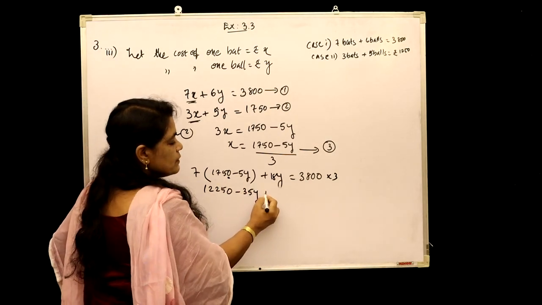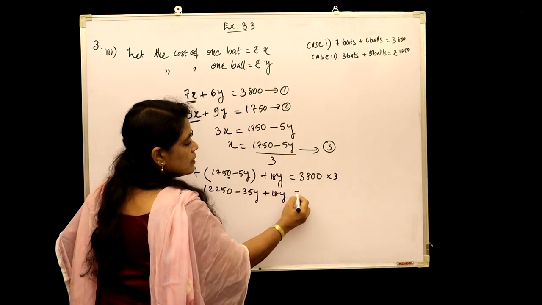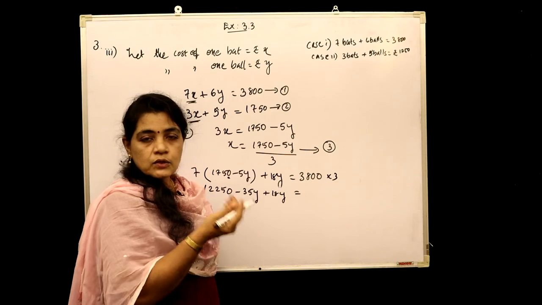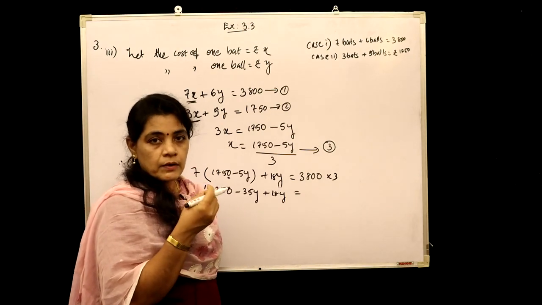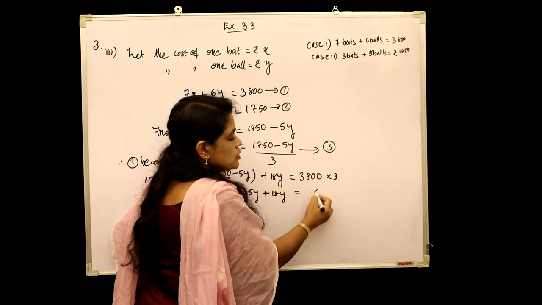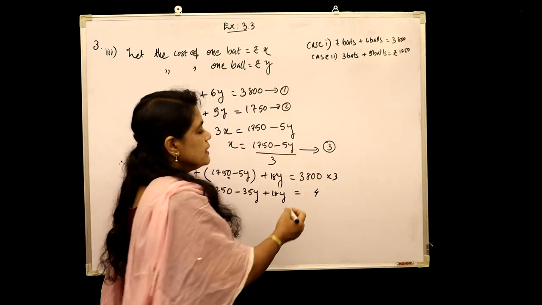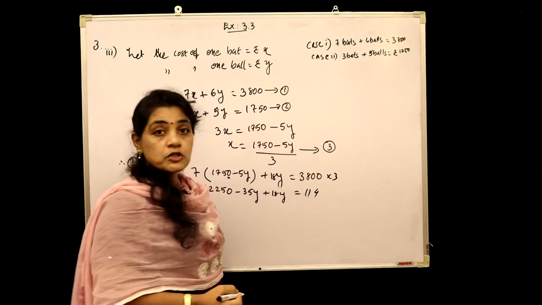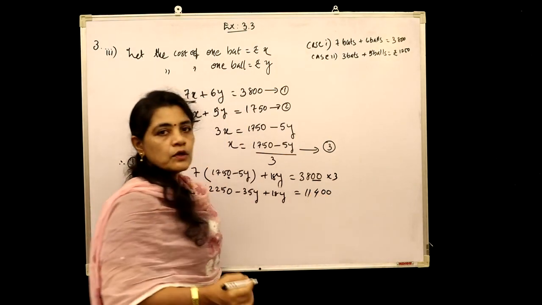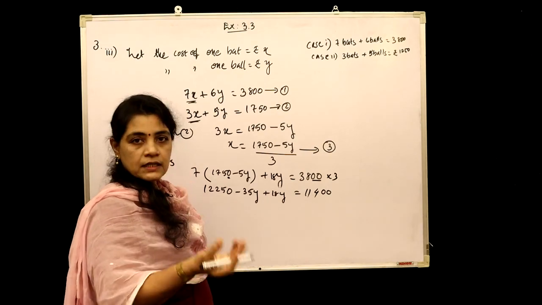Now the next term is 18y becomes 3800 into 3. So 30, non-zero number we can multiply, then we can add these two zeros. So 8 3s are 24, 2 carries, 3 3s are 9 and 9 plus 2, 11, and we can add these two zeros. So 11,400 comes in the RHS.